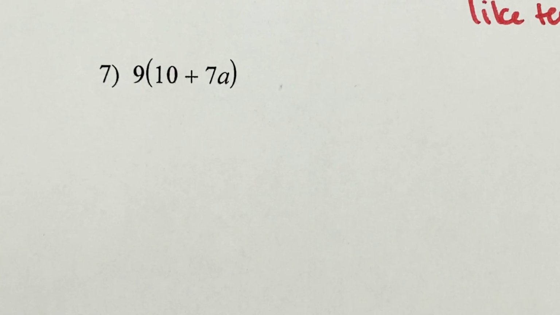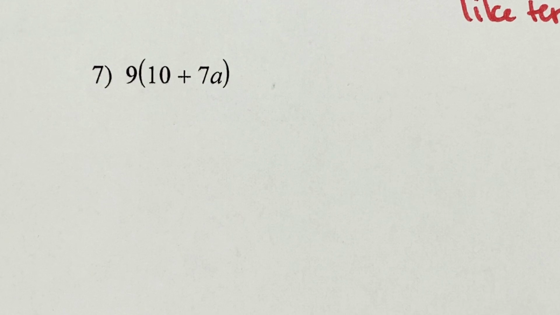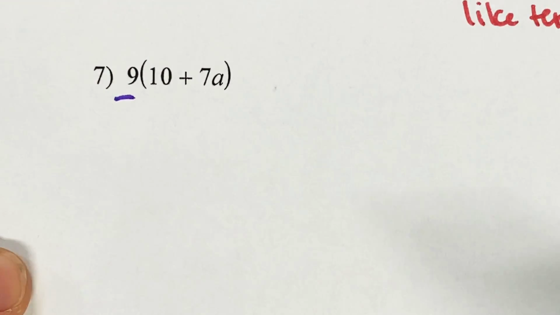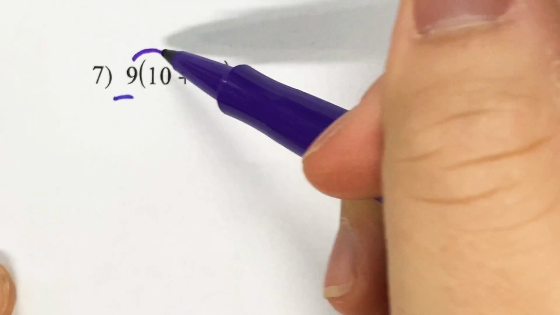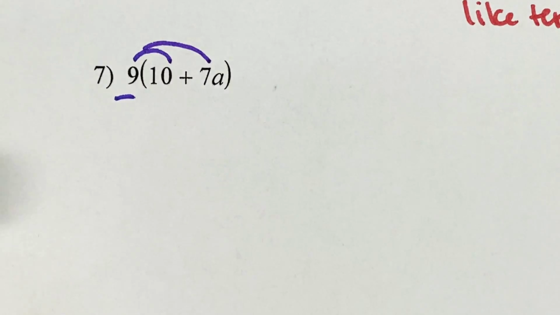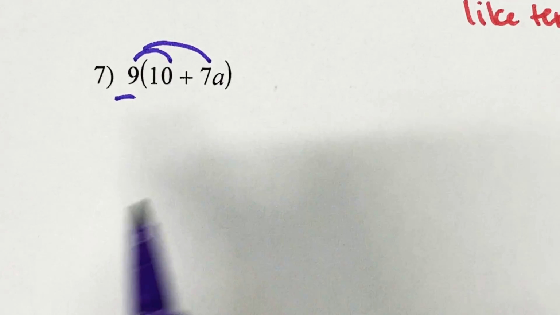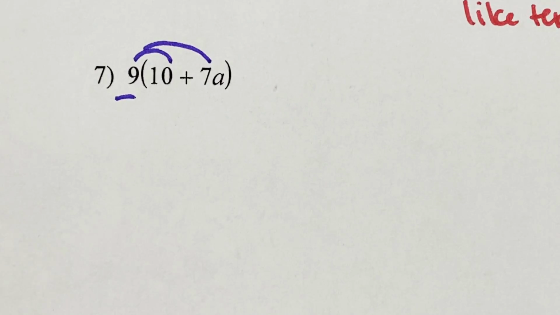Okay, let's look at number 7. Find the parentheses. I see parentheses. And what is the number right in front of the parentheses, the number that's going to have to distribute into them? Again, it's going to be this positive 9. So that 9 wants to come inside and hang out with everyone inside, meaning it needs to multiply to both terms inside our parentheses.